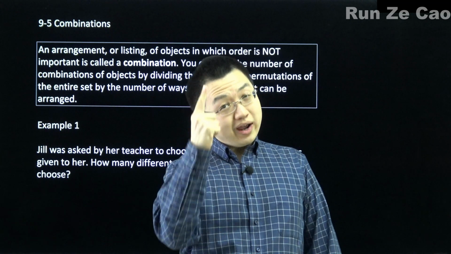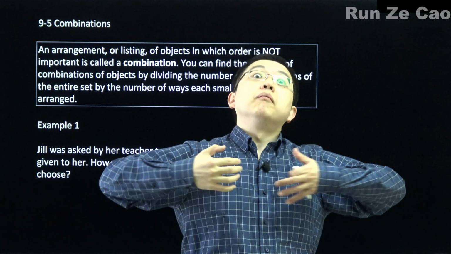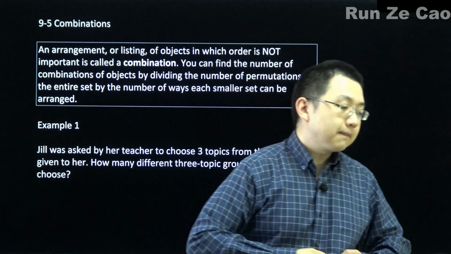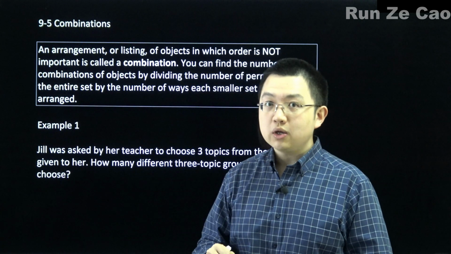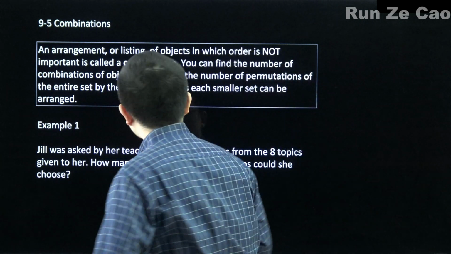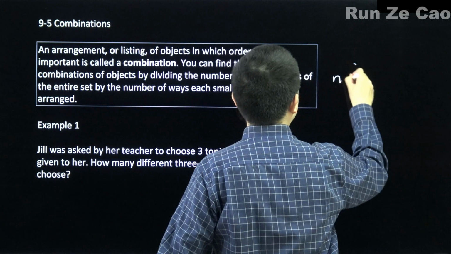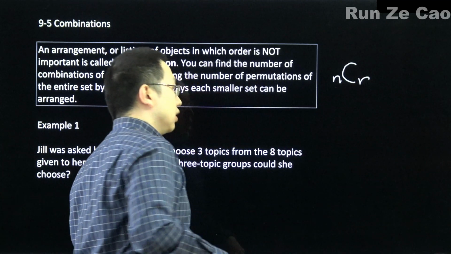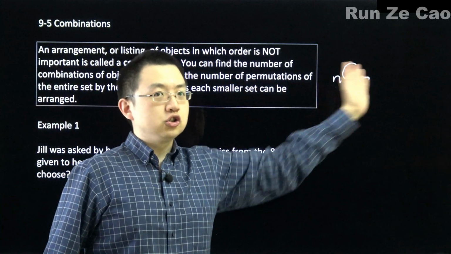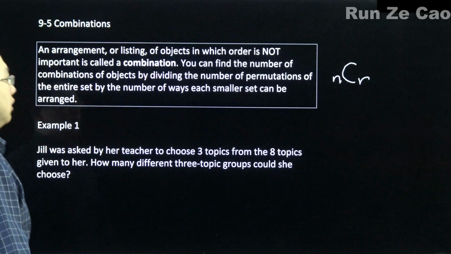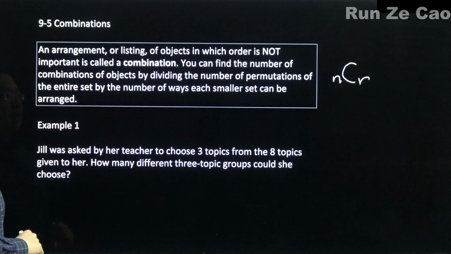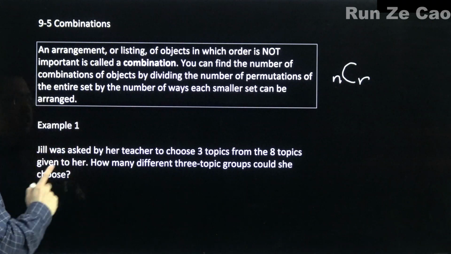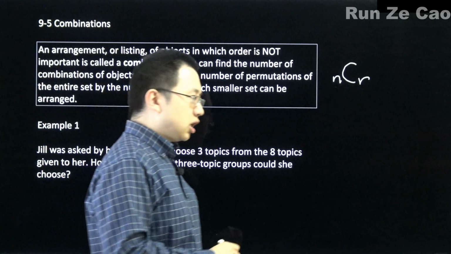There's exactly one way to do that, and it's to choose all of them. That's why, instead of pick for permutations, we use choose for combinations. You see this on your calculator as n choose r. So out of n items, you are choosing r items. Now you divide the number of permutations of the set by the number of ways each smaller set can be arranged.